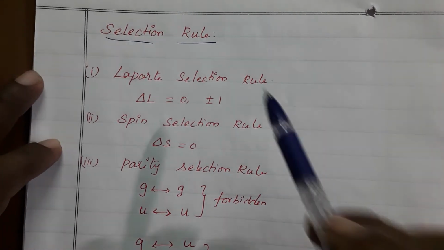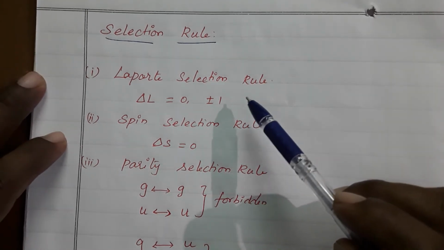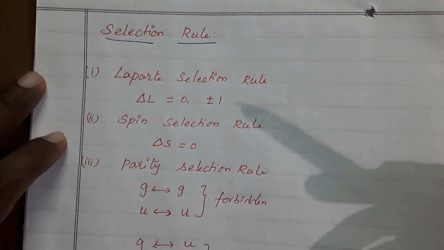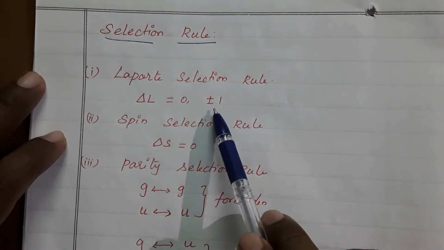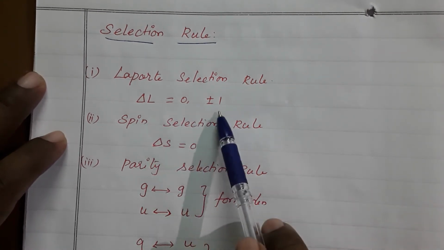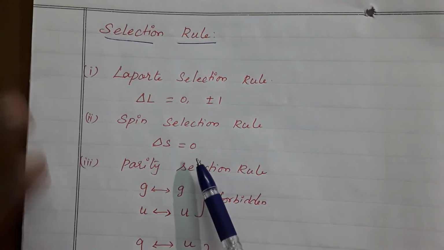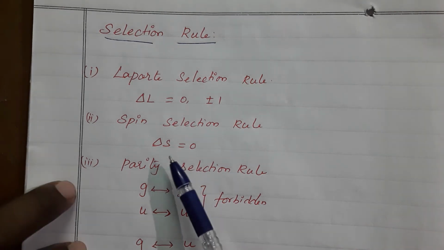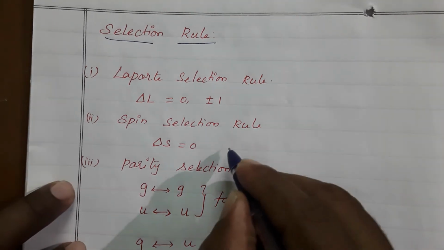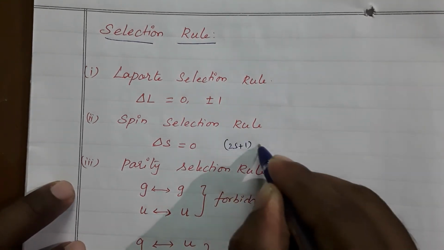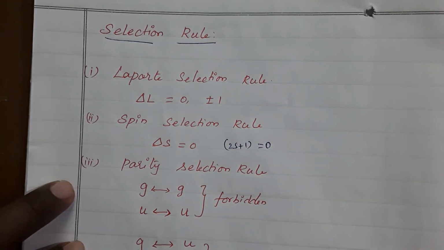So this is the selection rule for electronic transitions. First, we have four selection rules. One is the Laporte selection rule. In the Laporte selection rule, only the orbital contribution is considered, so delta L is equal to 0 or plus or minus 1. Whenever you have these conditions, it is an allowed transition. Then the spin selection rule: delta S is equal to 0. That is the spin multiplicity, 2S plus 1, and its difference is also equal to 0. Then it is an allowed transition.